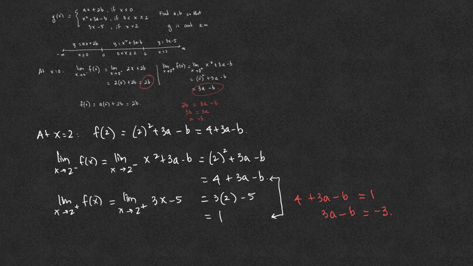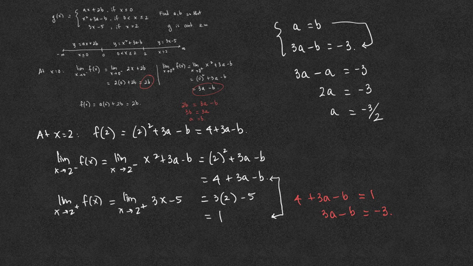Thus, we end up solving the system of equations a equals b and 3a minus b equals negative 3 to find a and b. Since a equals b, using the substitution method, we plug a in for b in 3a minus b. Thus, 2a equals negative 3, or a equals negative 3 over 2. And since a equals b, b is also negative 3 over 2.